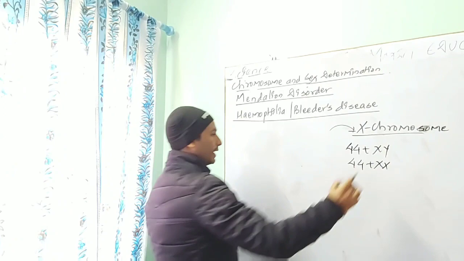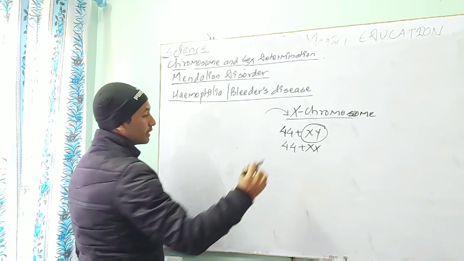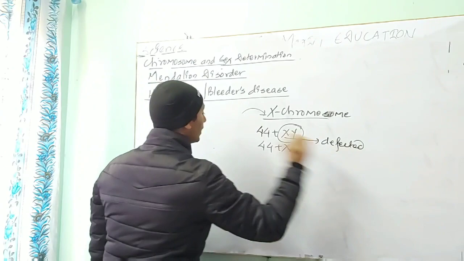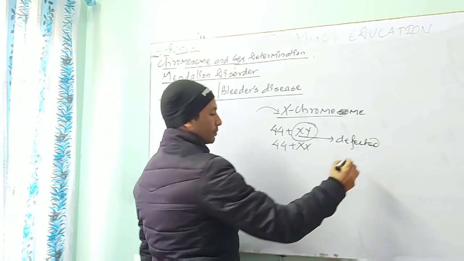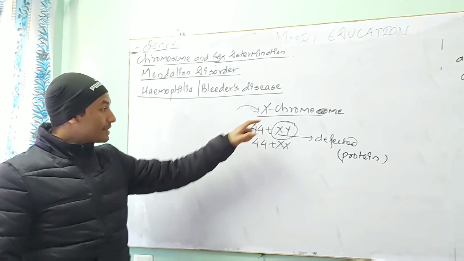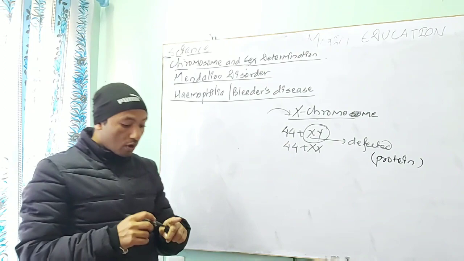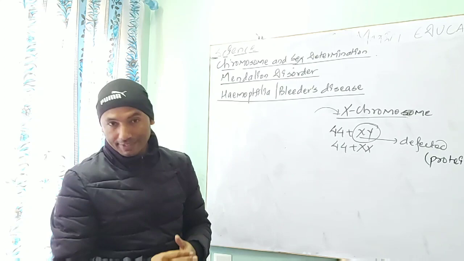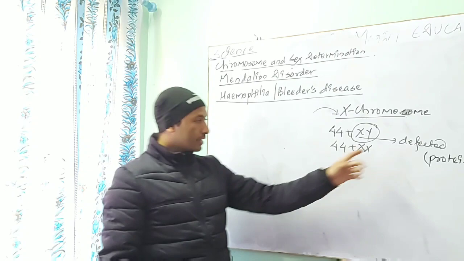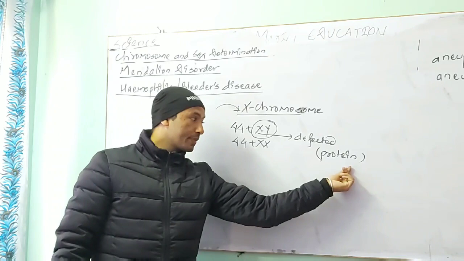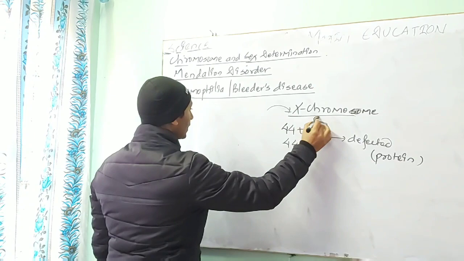Now, in male, in certain rare cases, this X chromosome is defective. When the X chromosome is defective, it will not be able to produce the protein that helps in clotting the blood. At that time, there will be excessive bleeding in the body. If a wound occurs, it will be very difficult for the blood to clot and stop bleeding, because this defective X chromosome will not be able to produce the clotting protein. So it occurs in male because there is no other X chromosome that can produce this clotting protein. So it occurs in male only.